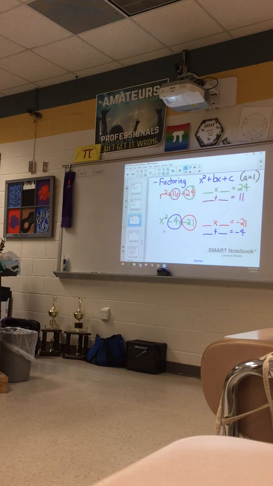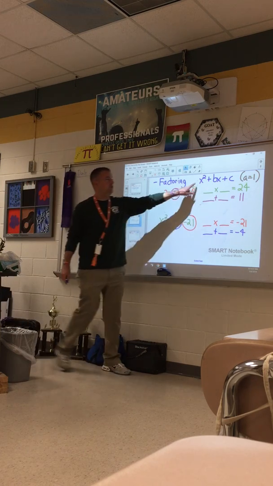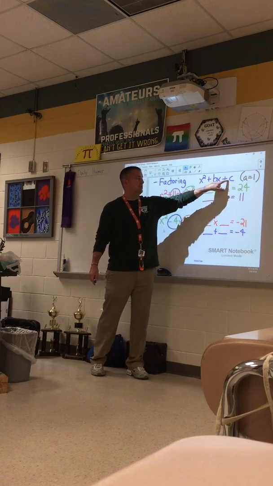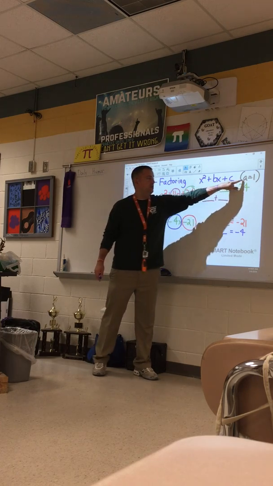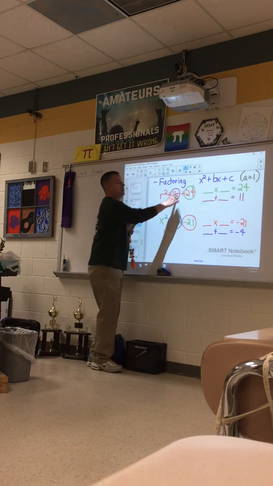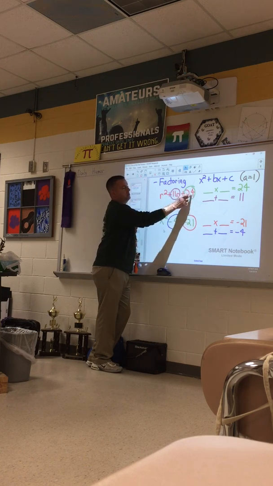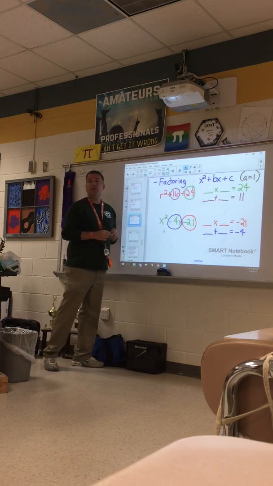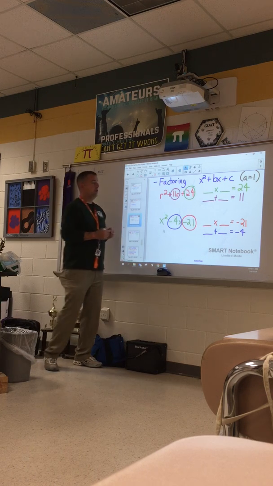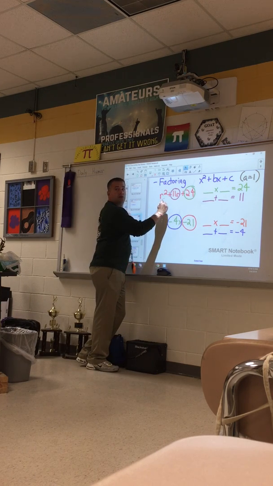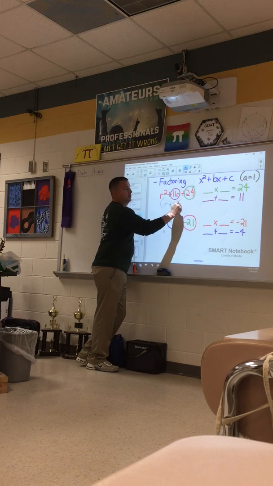Okay, factoring. All right, when you are factoring in this form, ax squared plus bx plus c, when that coefficient is a 1, all you do is what are the factors of the c term that add to the b term? So what are the factors of 24 that add to 11? 8 and 3. So this will factor as r plus 8, r plus 3, okay?